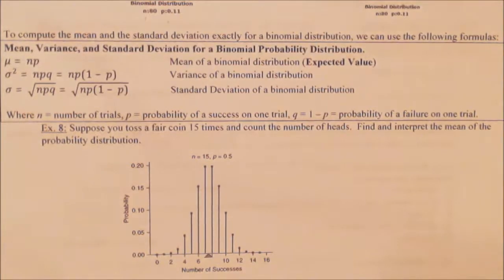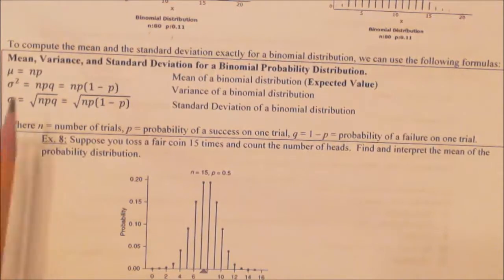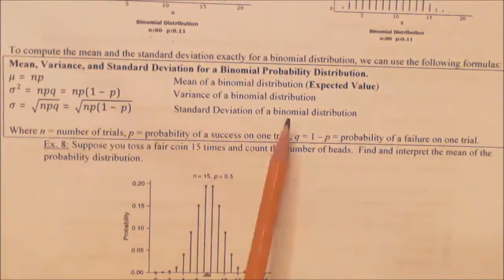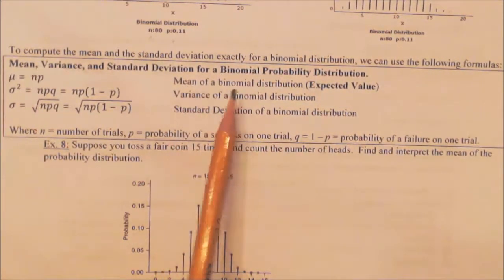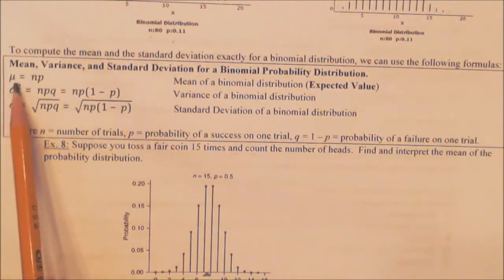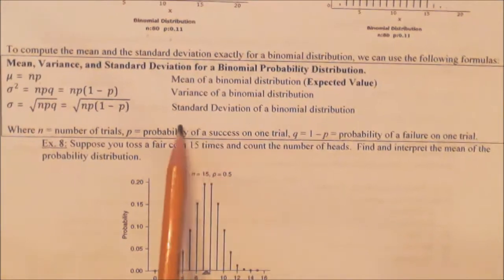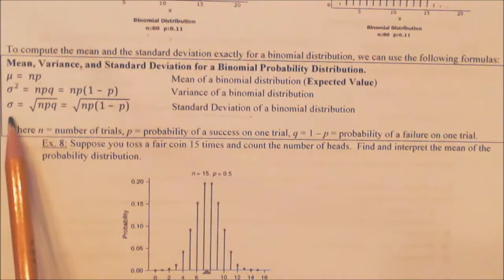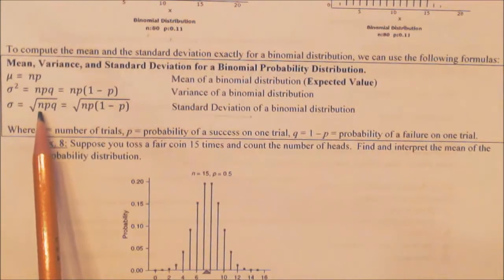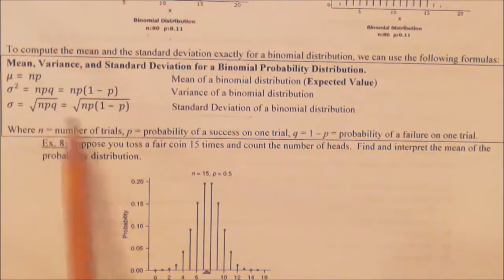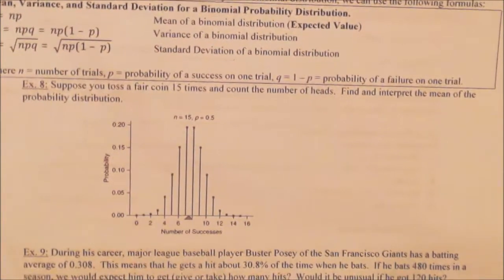Okay, so for the next section, we talked a little bit today about these formulas. If you're asked to find an expected value or a mean for a binomial distribution, you're just going to multiply the number of trials by the probability of success for each outcome. And for standard deviation, it's going to be the square root of n times p times q. Remember, q is the probability of failure. So this example with the coin toss is very short.